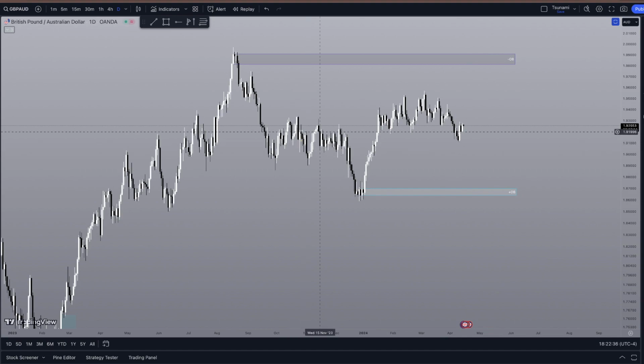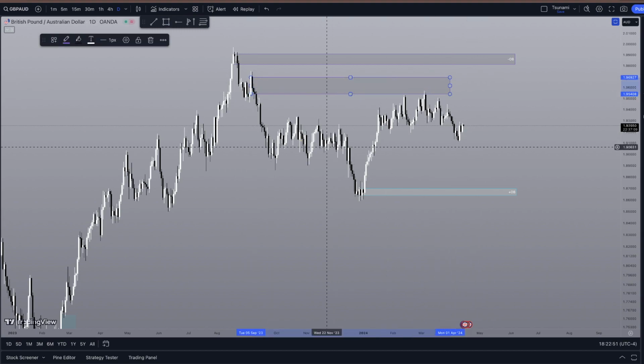Anybody who's trying to trade this pair, this is what you have to work with. We are kind of bullish, kind of bearish, but it will not matter if you understand where your blocks are placed. It will not matter if you understand where your blocks are placed.